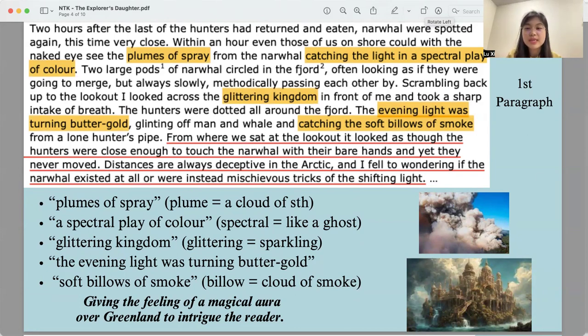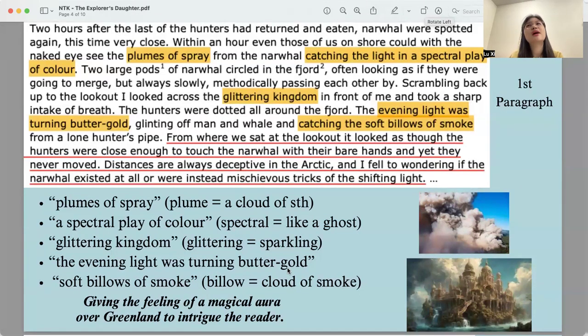"I took a sharp intake of breath." It means I was very nervous, I was scared. "The hunters were dotted all over the fjord, and the evening light was turning butter gold." Butter gold means gold in a butter way, so kind of yellow, dark yellow, I think. So the evening light was turning butter gold.